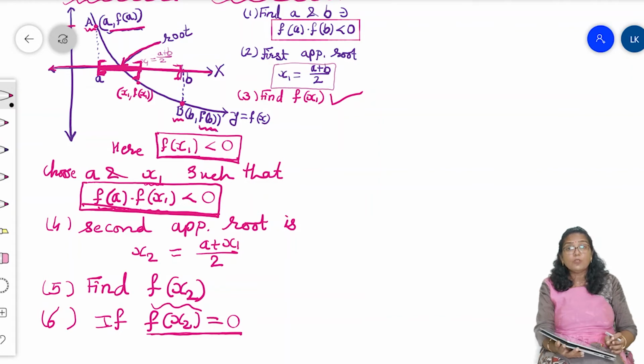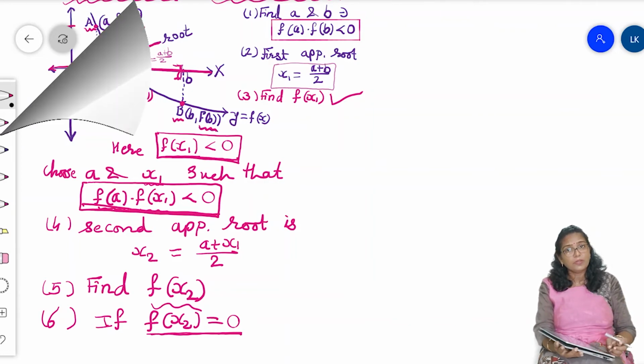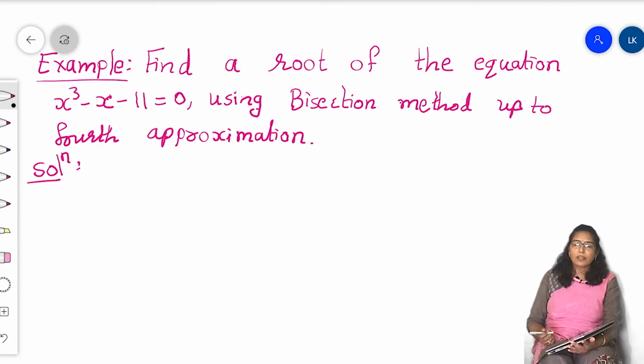Now we want to solve the example of the bisection method. Then this geometrical representation we can understand easily. Bisection method is slowly convergent method. But in this method, we will get the root definitely up to desired accuracy. We are going to solve the example of the bisection method.